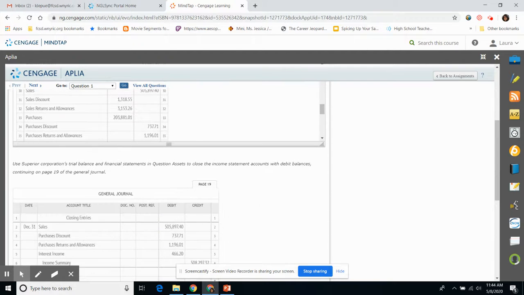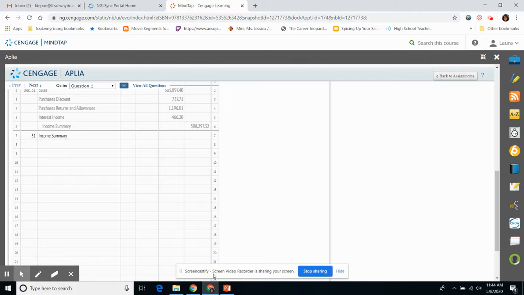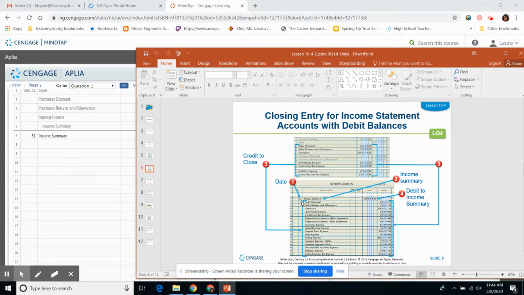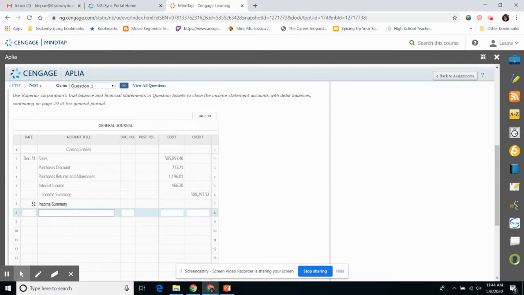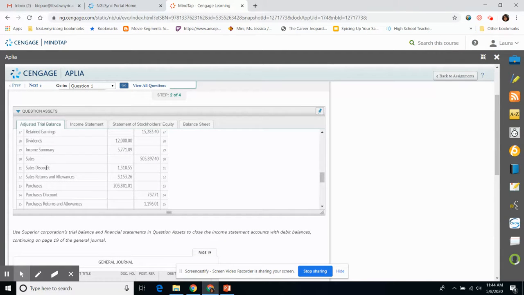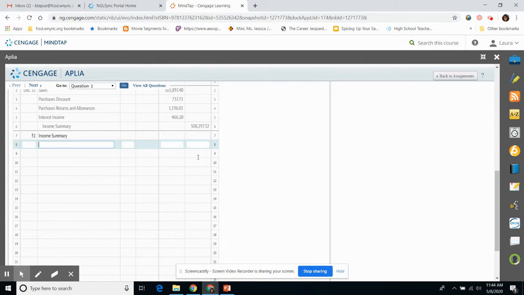So when you start this second transaction, the first thing you're going to do, as it shows you here, is you're going to put the date, the 31st, you're going to put the account income summary, because that's going to be your total of everything that's going to go in your credit. So you're going to start with income summary, and then you're going to list all of the accounts, starting with sales discount, that have a debit balance, and you're going to credit them all. So go ahead and do that one, and then once you get them all the credits, you'll add them together, and you'll put the income summary total as your debit.